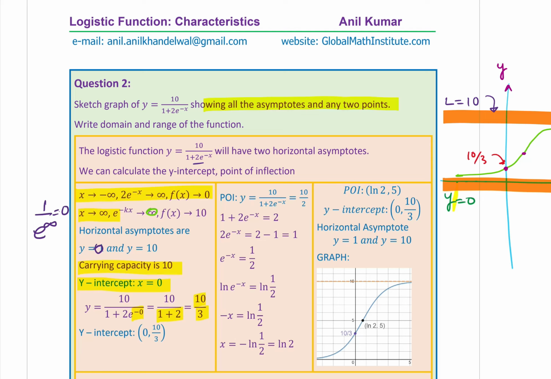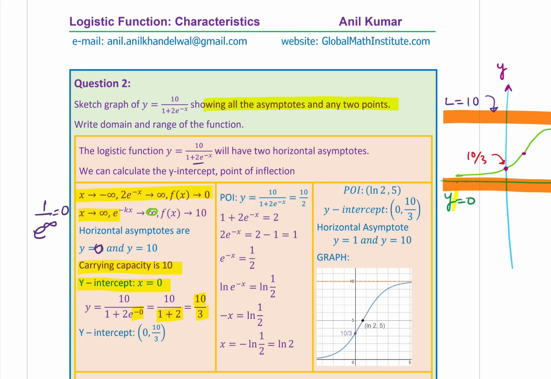For point of inflection, we can again do our calculation. That is to say that the denominator should be equal to 2, since the point of inflection happens to be at the midway, right? Half of 10 in this case, right? So the value will be at 2. So 1 plus 2 e to the power minus x is 2. Taking 1 to the right side, 2 times e to the power minus x is 1. E to the power minus x is half. Taking ln on both sides, we get minus x equals ln 1 over 2, or x is minus ln half, or ln 2.